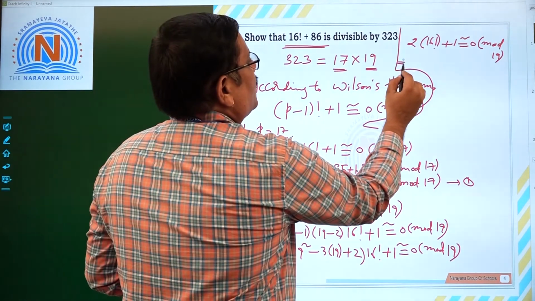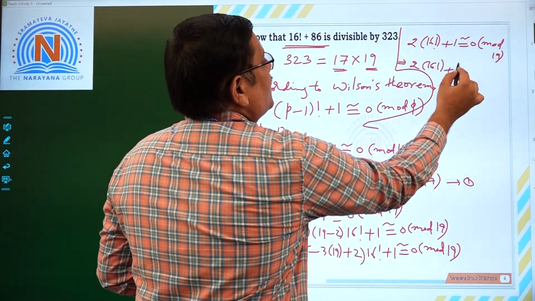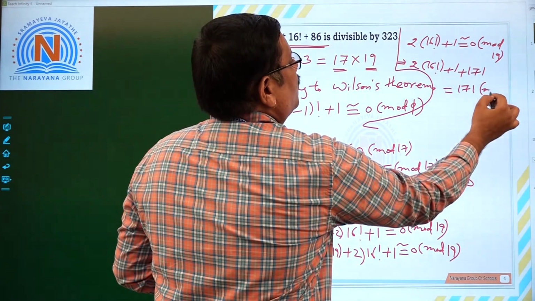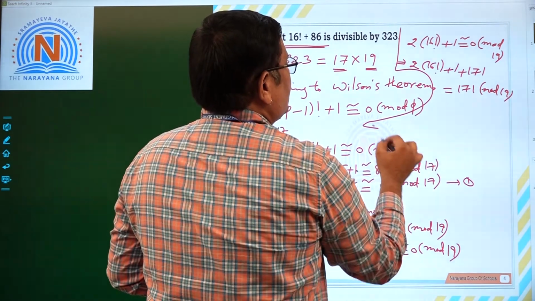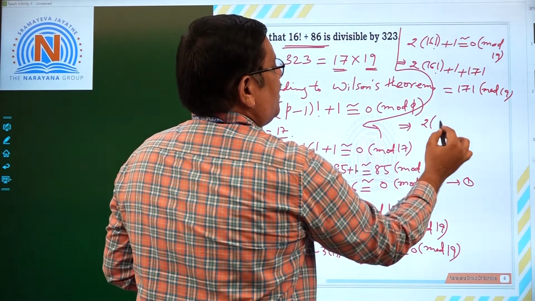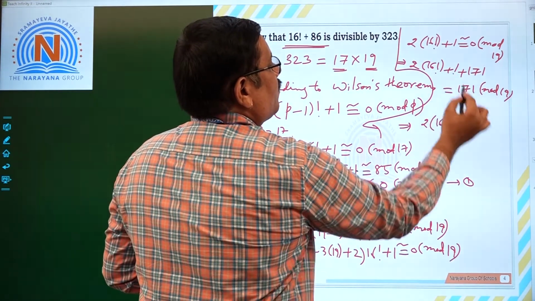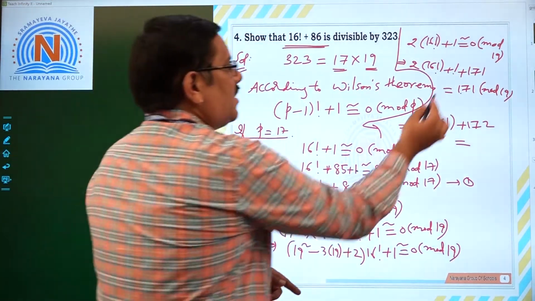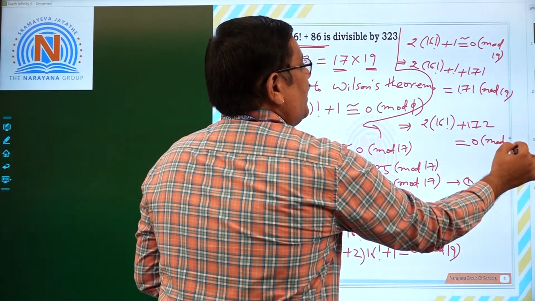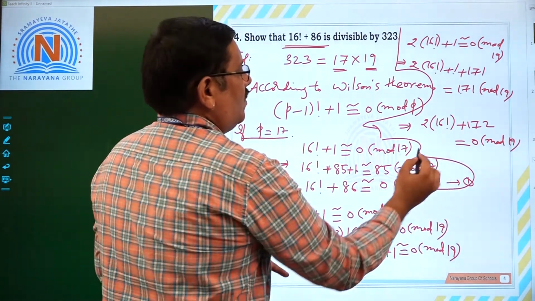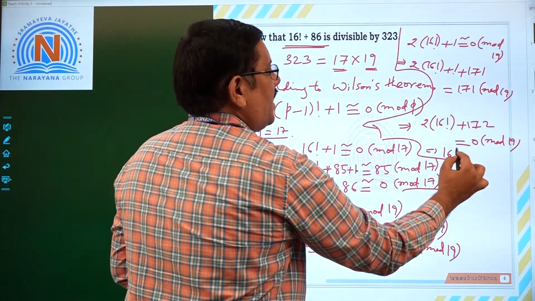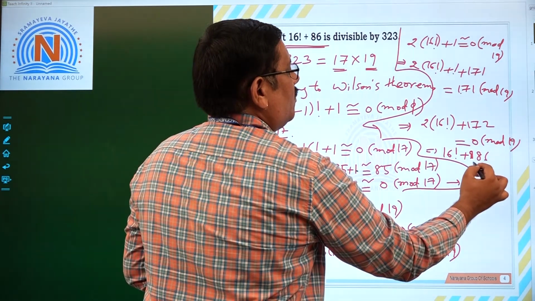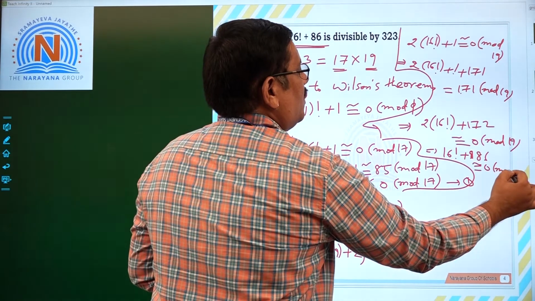Now, what I am trying to do is add 171 on either side. So 2 times 16 factorial plus 171 plus 1, that is 172, is congruent to 171 modulo 19. 171 is a multiple of 19, so the remainder will be 0 modulo 19. Now that implies, let us divide by 2. So we have 16 factorial plus 86 is congruent to 0 modulo 19.